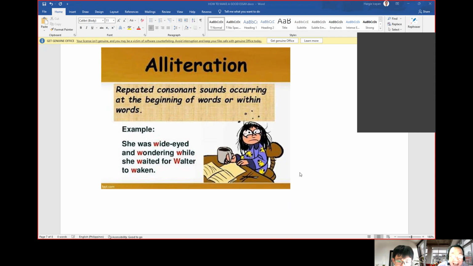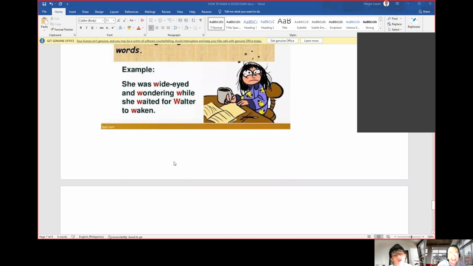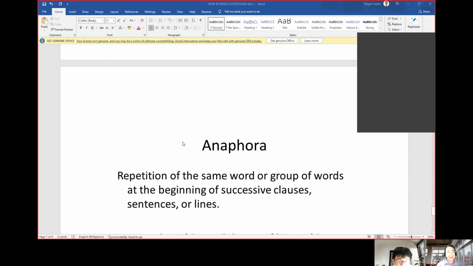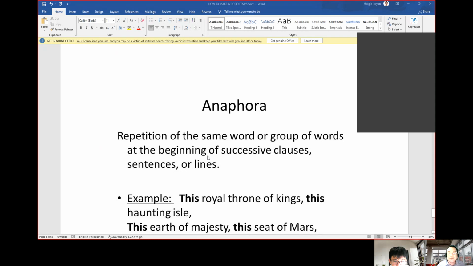But of course it's hard for you to find words which have the same sound. It's not easy, because you have to find words with the same sound, but not only W. You can use maybe M. You can use also S or other consonants, as long as they're the same. Next, we have anaphora.